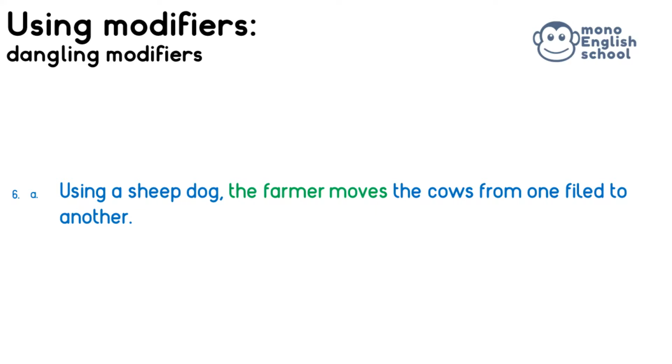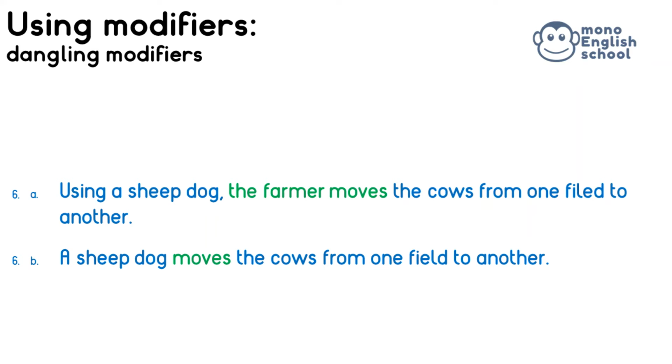To correct this sentence, we can add the user of the sheepdog, the farmer, to create the following sentence. Using a sheepdog, the farmer moves the cows from one field to another. Notice again that the verb has changed from the passive are moved to the active move. Another option for correcting the sentence is to eliminate the modifier. We could write, a sheepdog moves the cows from one field to another.